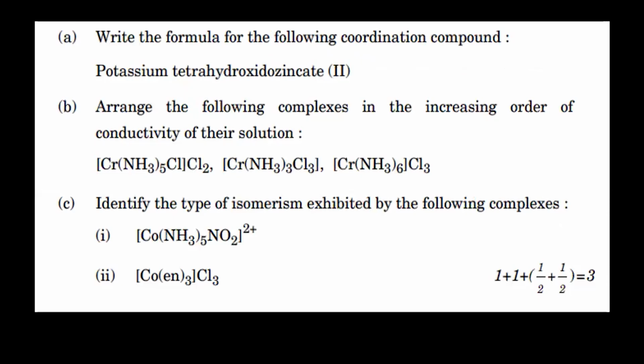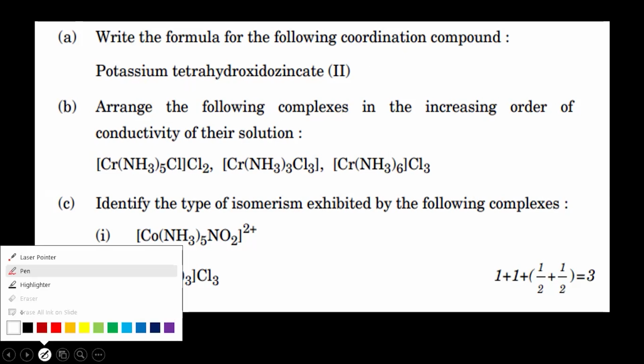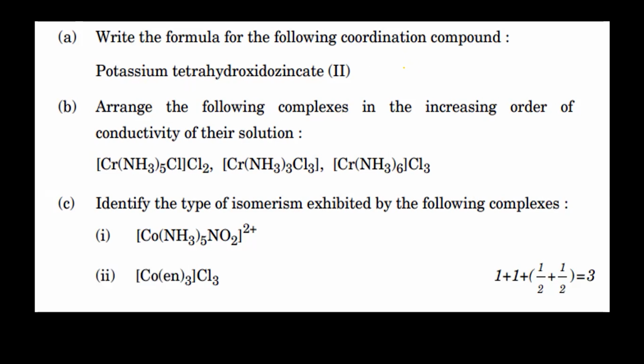Now, the next question is, what is the formula of the coordination compound? The IUPAC name is given, and you have to write down its formula. First is potassium, which is a positive ion. Potassium is K. Then tetrahydroxidozincate. So how will you answer that? Tetra means 4, right? OH4. Zincate means the metal is zinc.